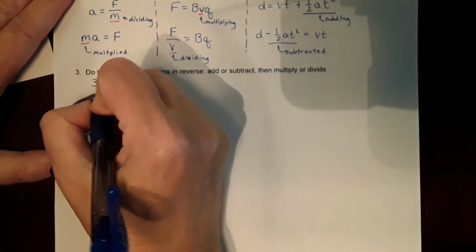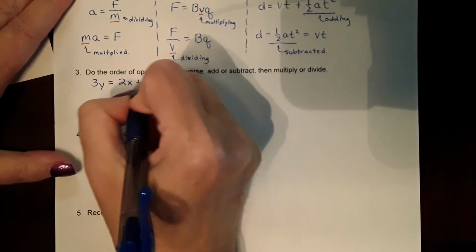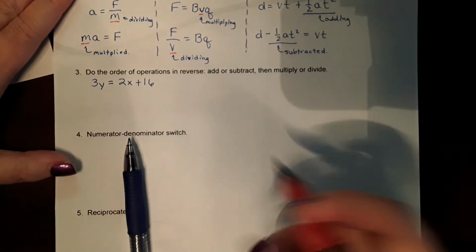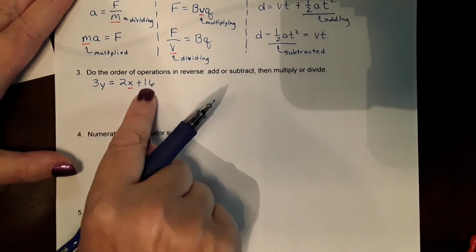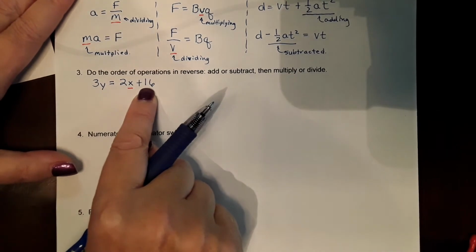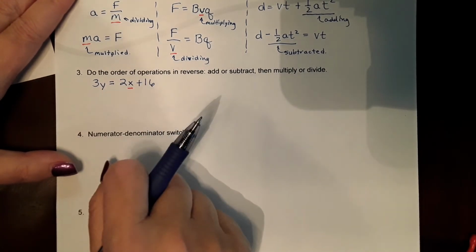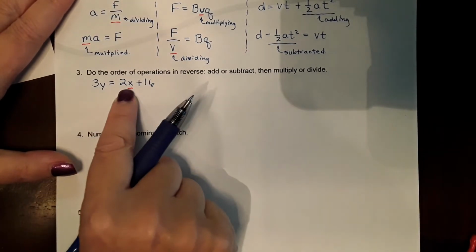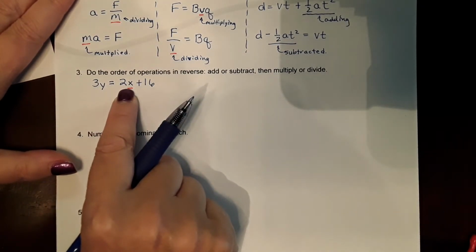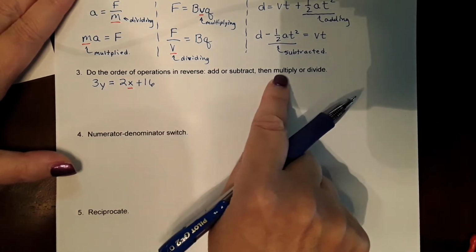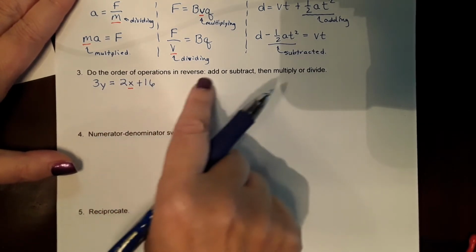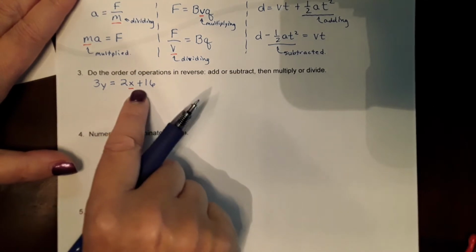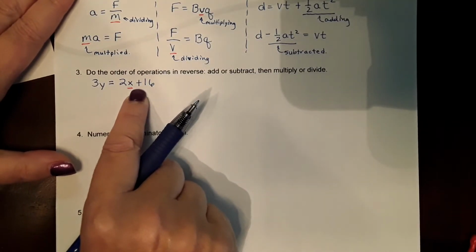Suppose you had this one, 3y equals 2x plus 16. And let's say you wanted to solve for the x. Because we have three terms in this equation, reverse order of operations might be helpful. So where do you start? You do not start with the 2. The 2 is multiplying the x, but we want to use reverse order of operations. Is there any addition or subtraction? Yes, there is. The 2x is being added to 16.